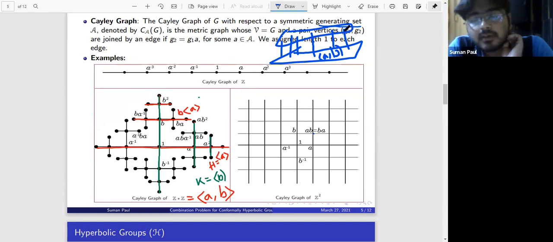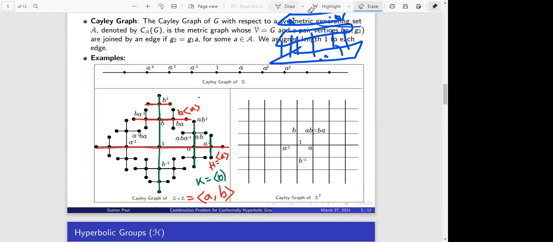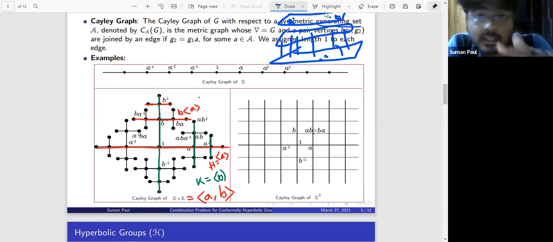So if the plane is at nth level, suppose this is the nth level plane, then if 2 points have distance 2 to the power n, so suppose this is point A, this is point B, and the distance between them is 2 to the power n in this plane, then we attach an edge with it.